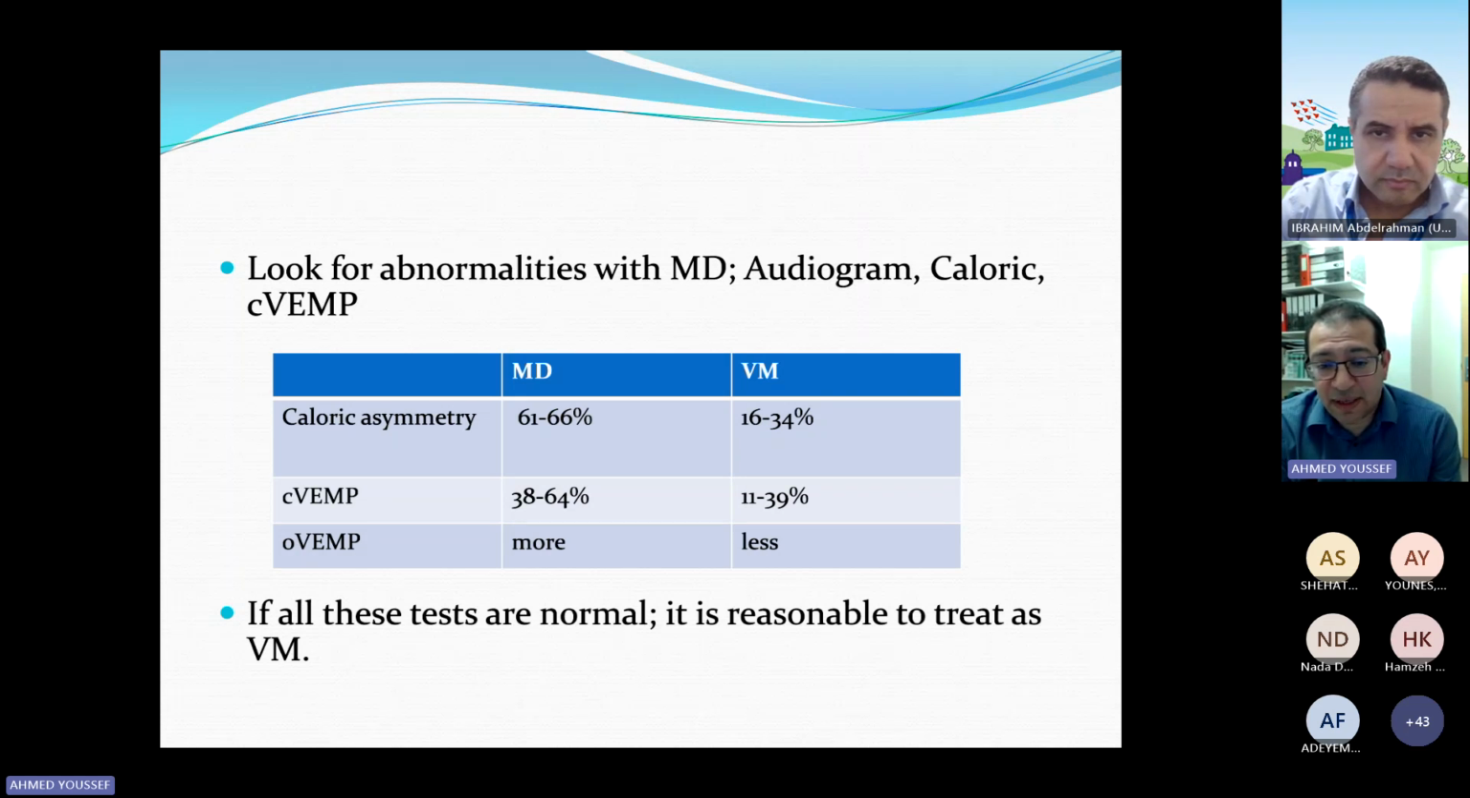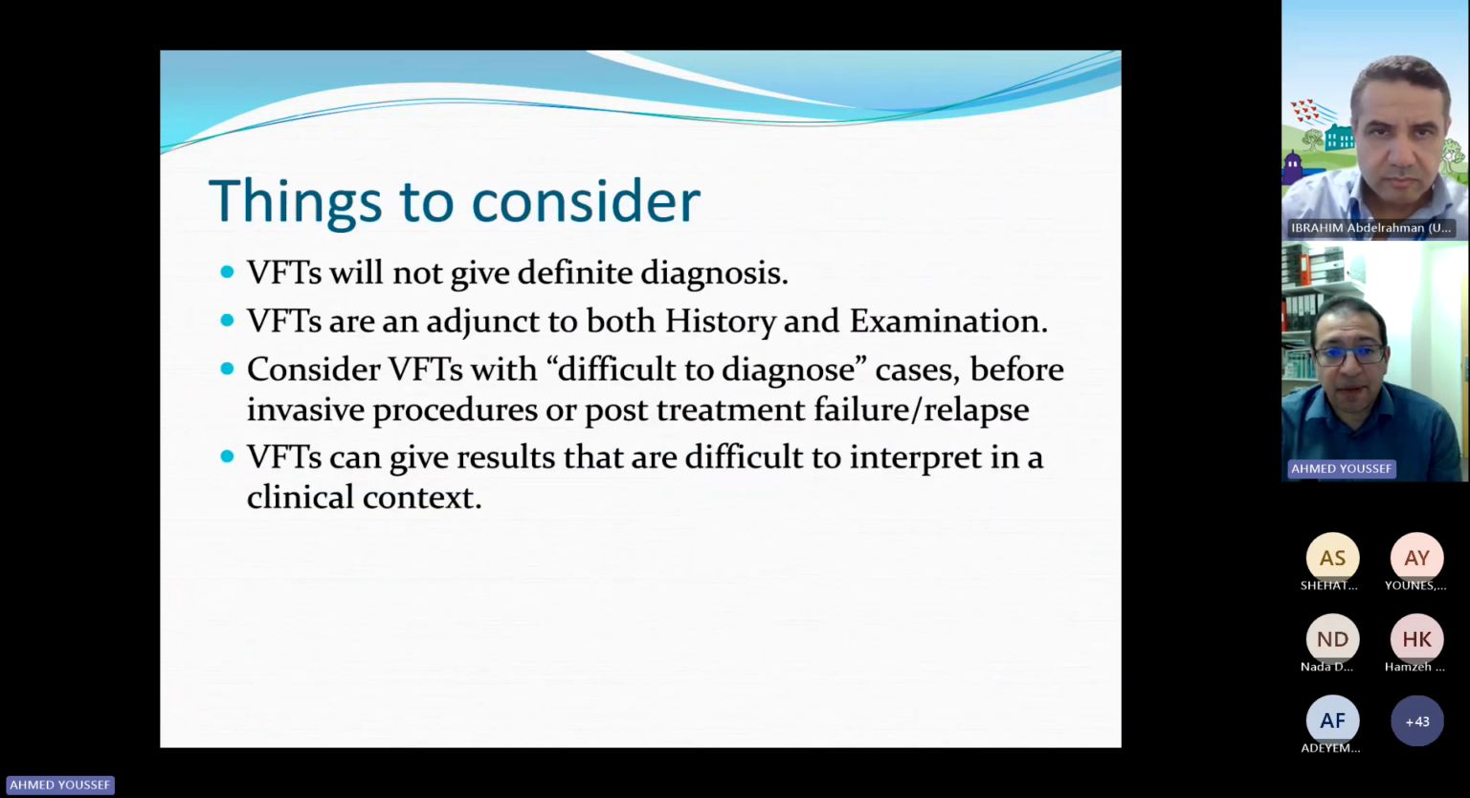Having said that, there have been, of course, cases where these tests were normal and the patient ended up being Meniere's disease. So the things to consider: vestibular function tests will not give us a definite diagnosis. As I mentioned earlier, you want to put all the jigsaw pieces together to be able to see. So the history, the examination, and sometimes, if you need, the investigation. So it acts as an adjunct rather than a definite test.